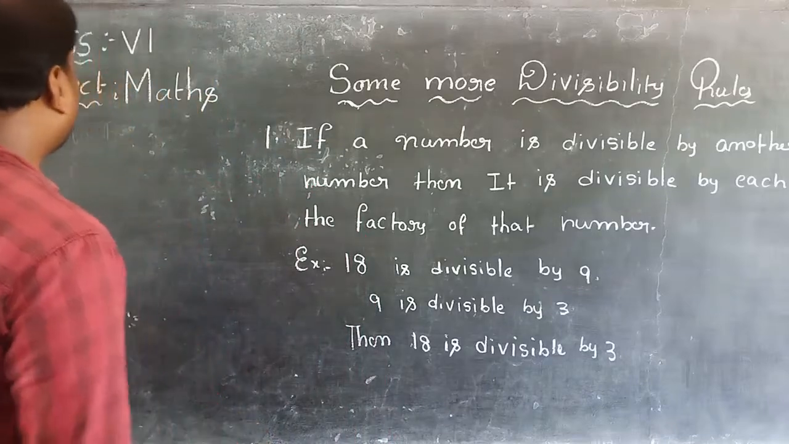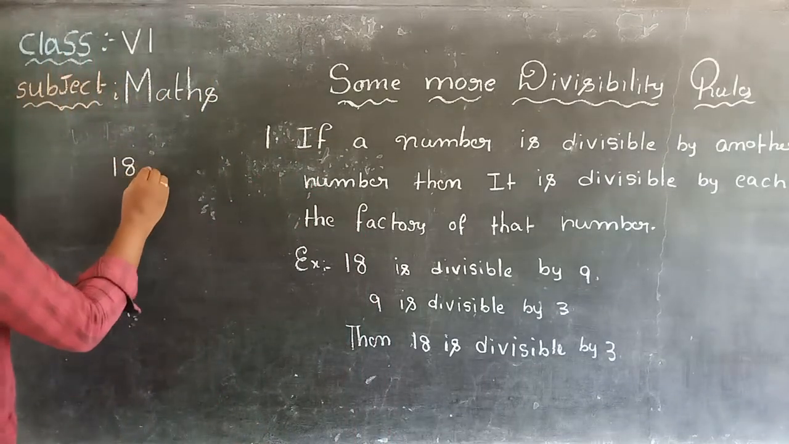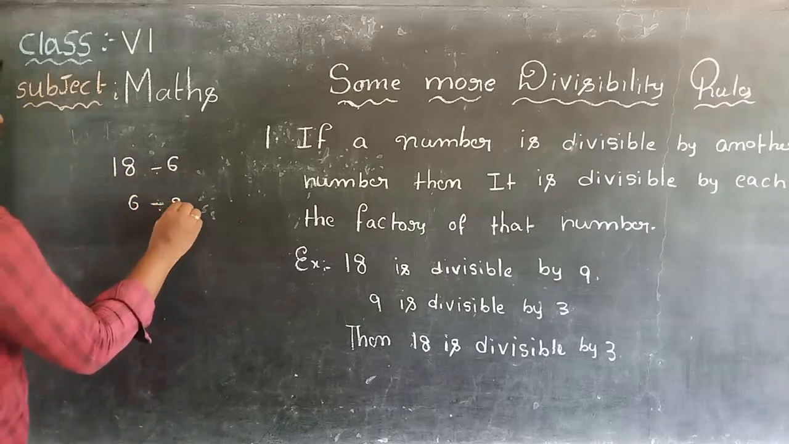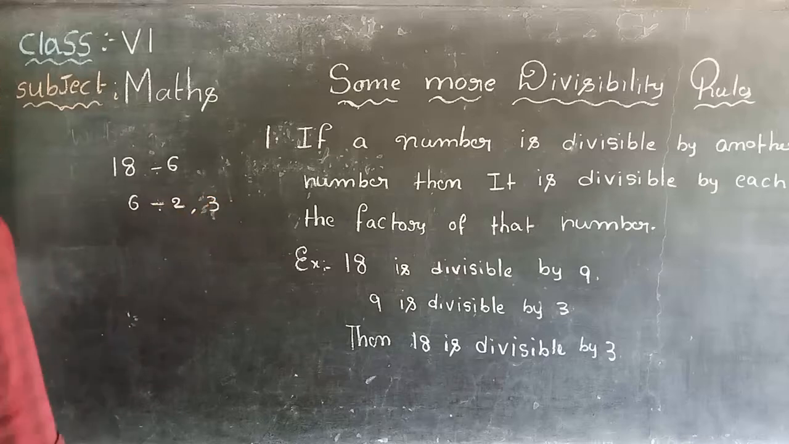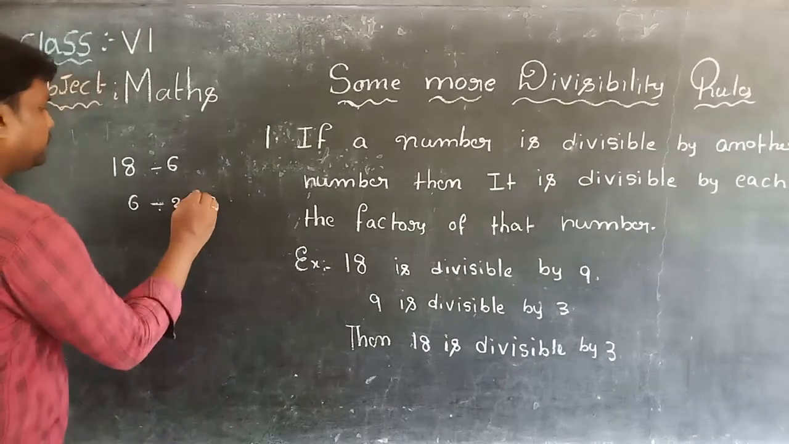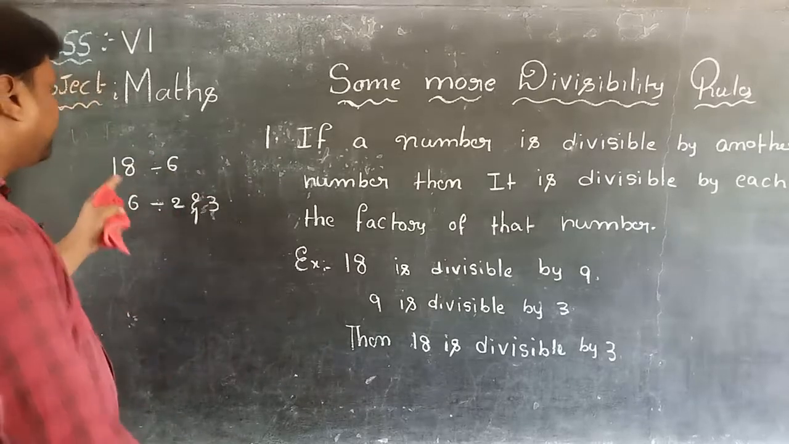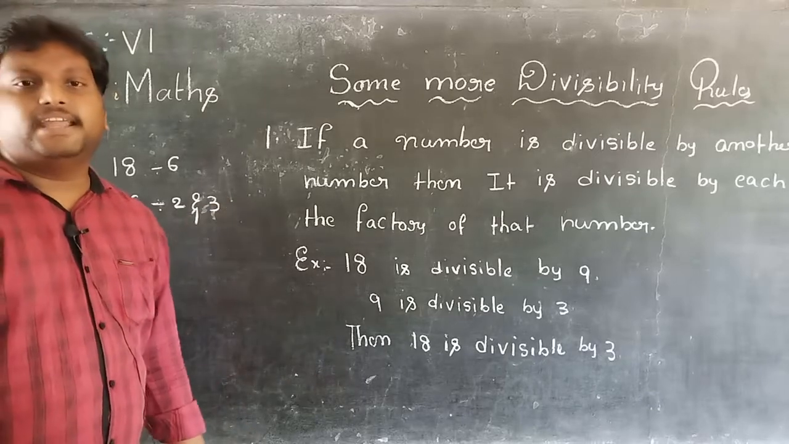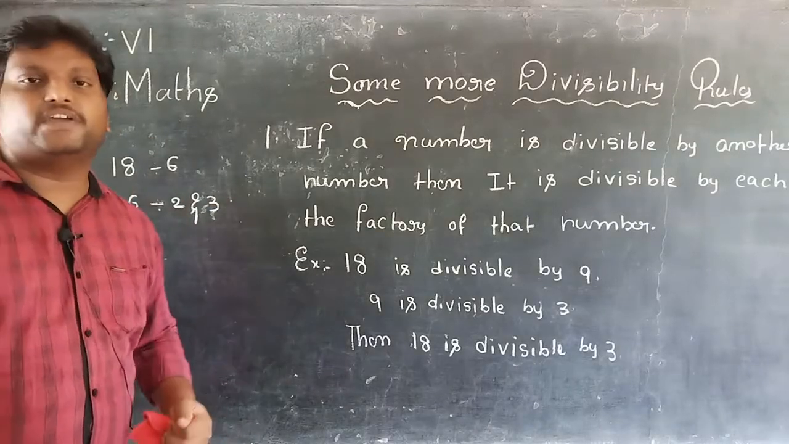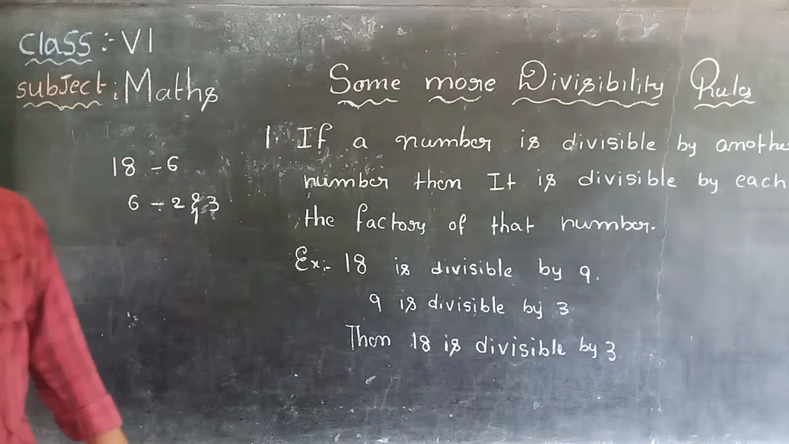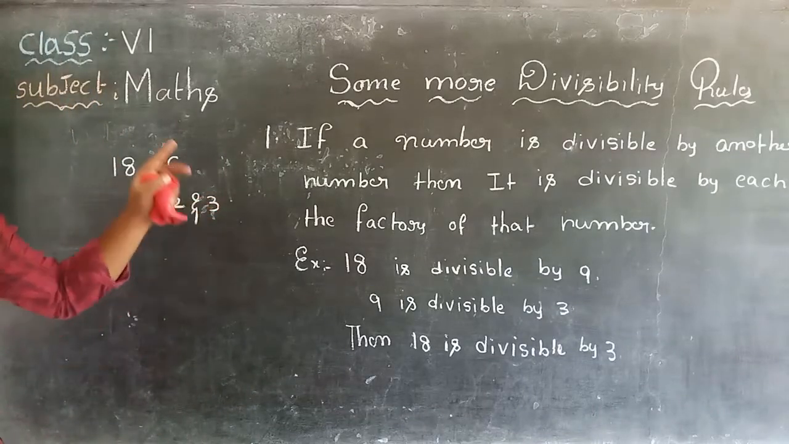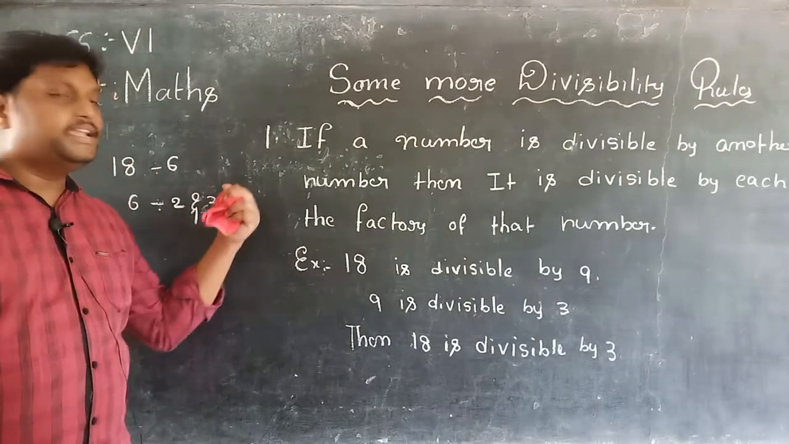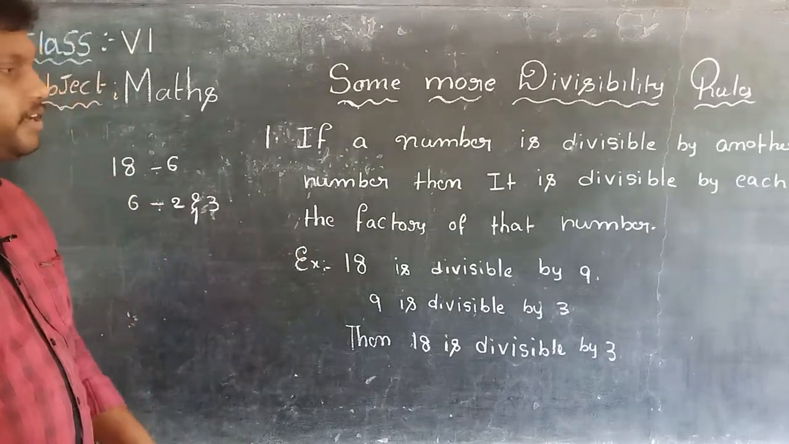Same, for example, 18 is divisible by 6. Then 6 is divisible by 2 and 3 also. Then automatically 18 is divisible by 2 and 3. Means 2 and 3 are factors of 18. Why? Because 6 is a factor of 18, and the factors of 6 are 2 and 3, so 2 and 3 are factors of 18 also.